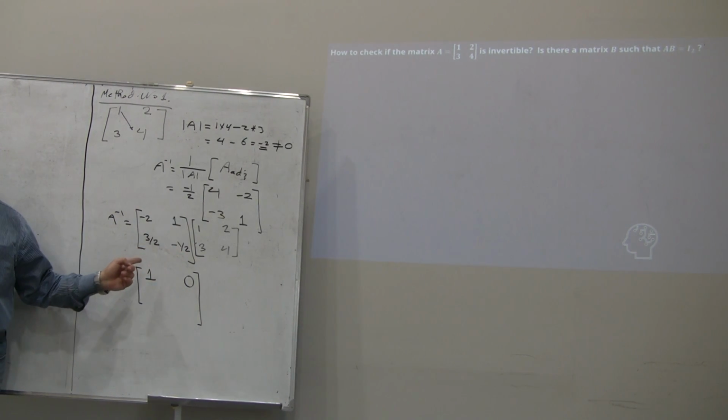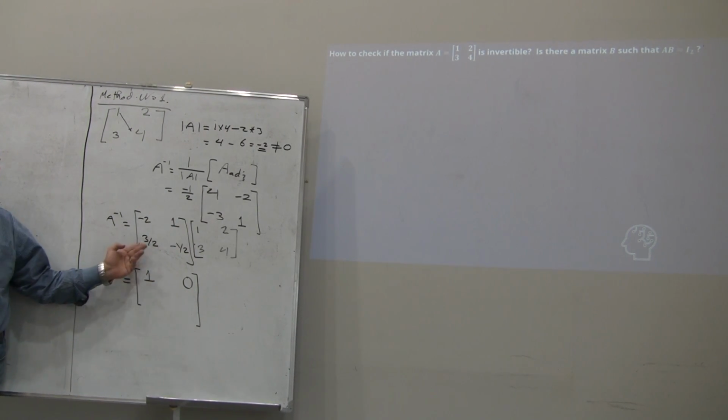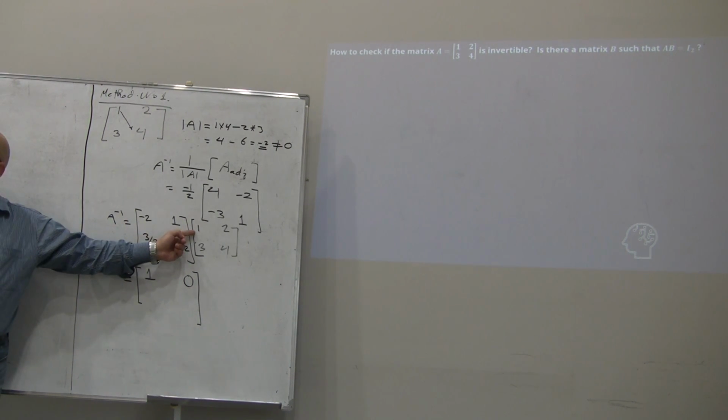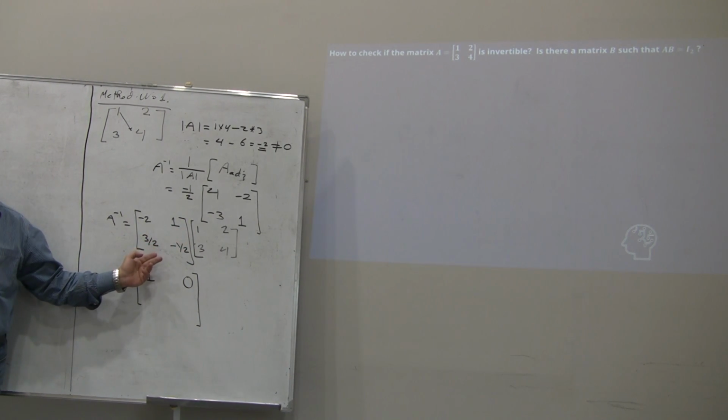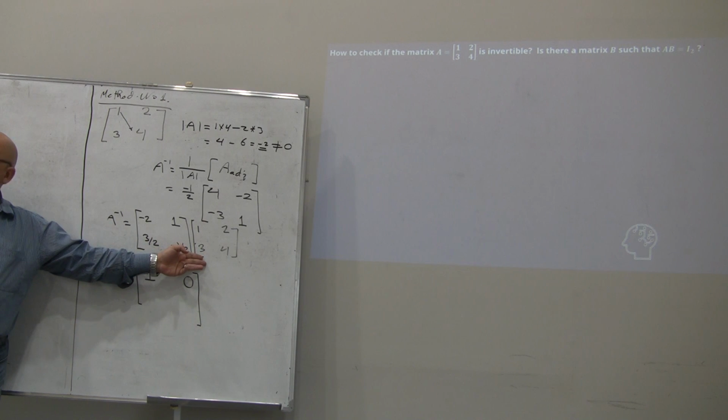How to multiply a row by the column? I will multiply the first number by the first number. Then plus the second number times the second number.